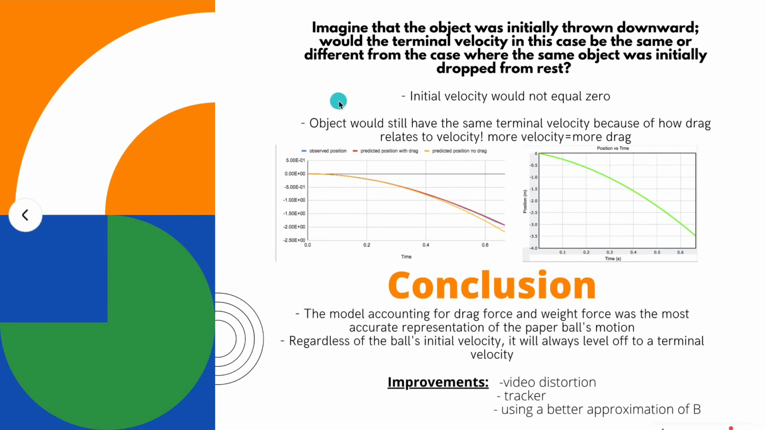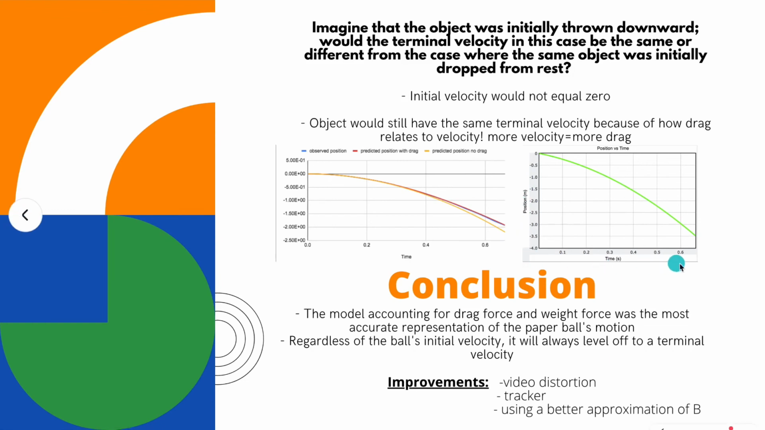Now let's imagine if the object was initially thrown downward. Would the terminal velocity in this case be the same or different from the case where the same object was initially dropped from rest? The answer is yes, though our initial velocity would not equal 0, which compared to our observed model, it was 0 since our ball was at first at rest. The object will still have the same terminal velocity because that's just how drag relates to velocity. It opposes it, so the more velocity there is, the more drag.